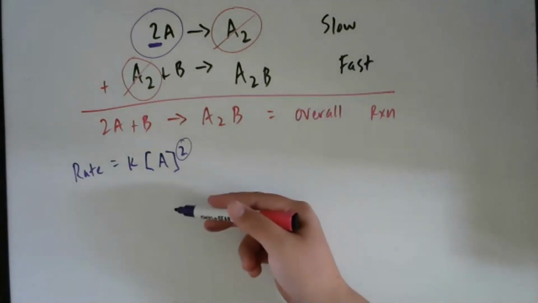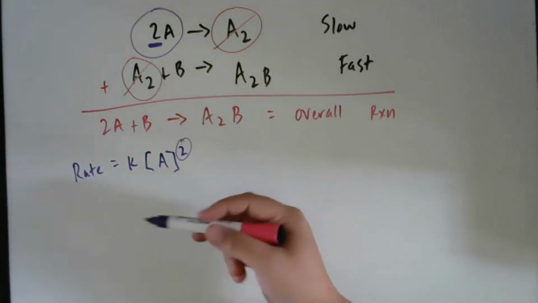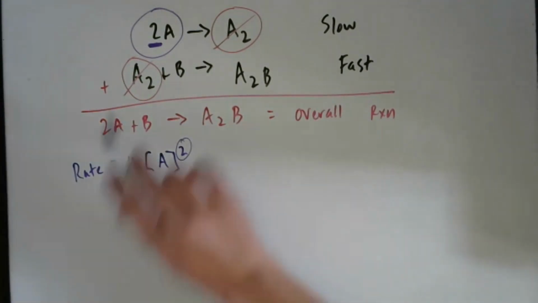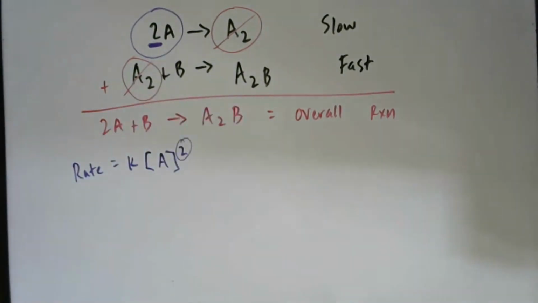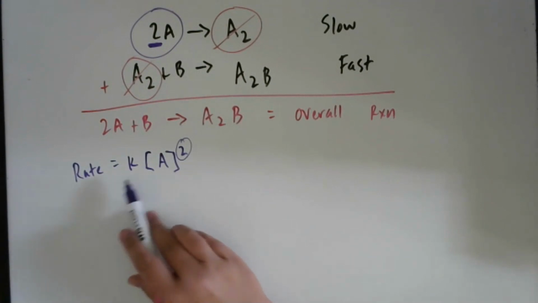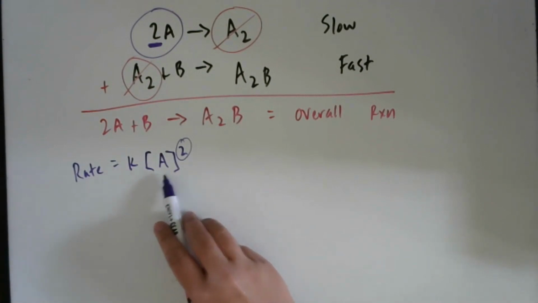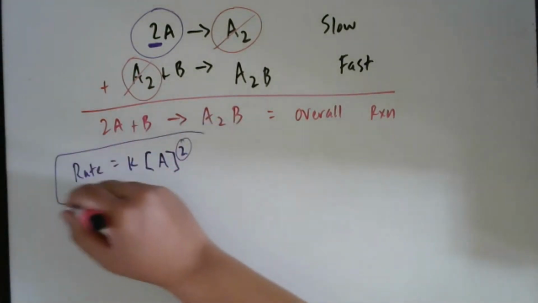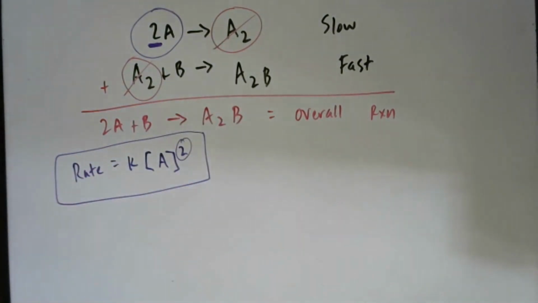Our slow step is our rate determining step. So our rate law is going to be based just on our slow step here. So this is just a matter of saying that rate is going to be equal to K times the concentration of A squared. And that's going to be the rate law for our reaction. So it's not always complicated.